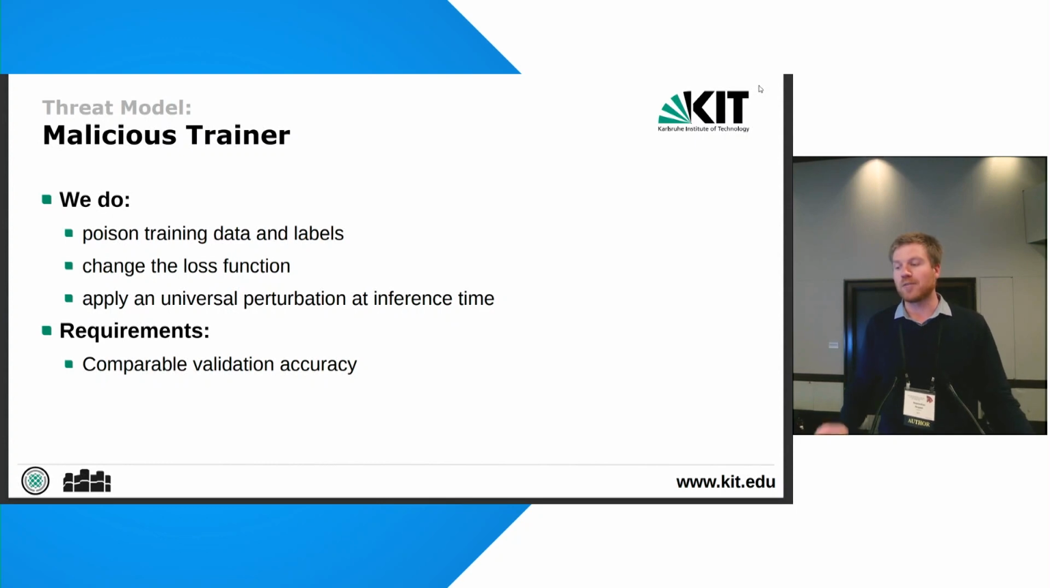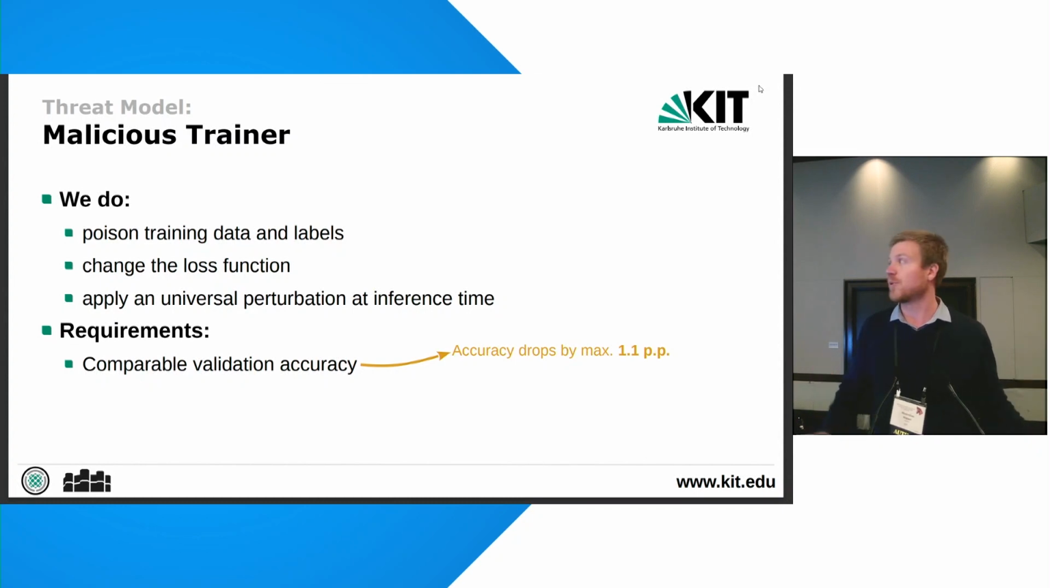In order to have the model accepted by the operator later, it has to have a comparable validation accuracy to a benignly trained model. And in fact, the maximum accuracy drop in all our main experiments is 1.1 percentage points.